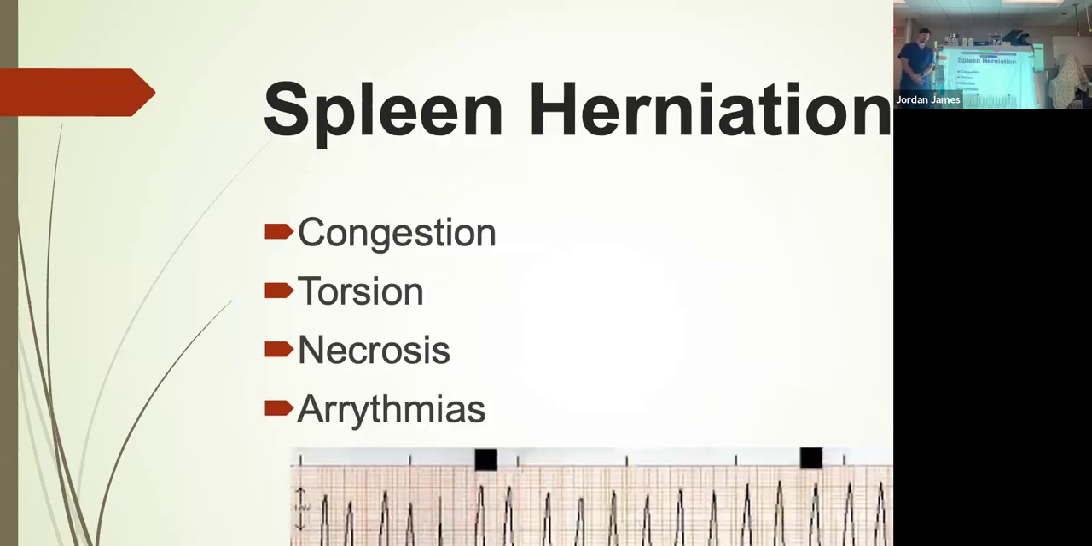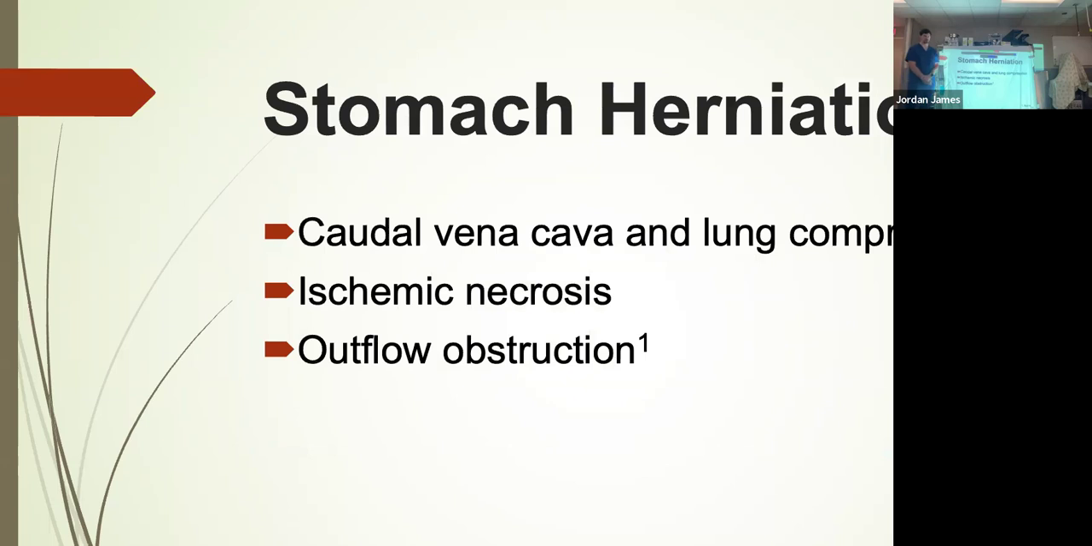When we're talking about the spleen, it's also related to spleen issues that are going on in the abdomen. You can get congestion. Sometimes the spleen torses, and that can lead to congestion and loss of blood supply. Sometimes it can necrose if it becomes bad enough. And certainly if the spleen is affected, we can see arrhythmias, like the ventricular tachycardia going on at the bottom of the screen there. So certainly something to note.